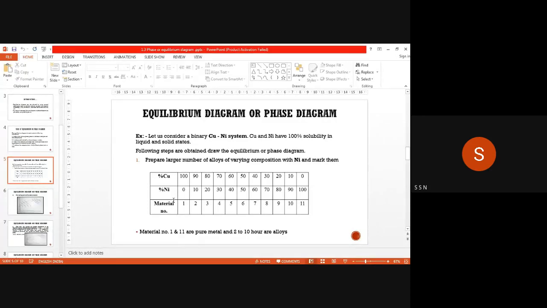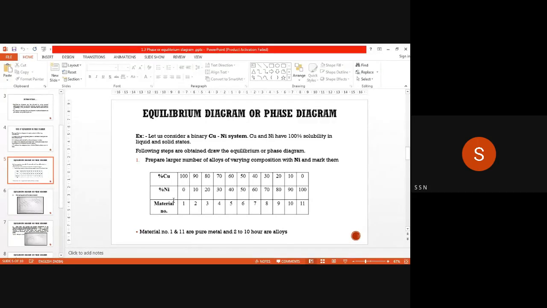So this copper and nickel have 100% solubility. They can mix with each other homogeneously in liquid as well as solid states. So the following steps are followed to draw the equilibrium diagram or phase diagram. We'll draw the phase diagram for the binary copper-nickel system, and you know copper and nickel is an alloy. So for this alloy, we will start to draw the phase diagram.